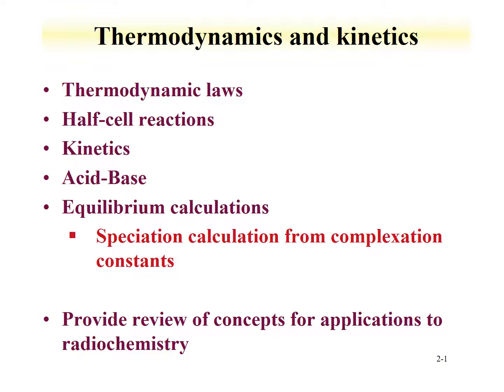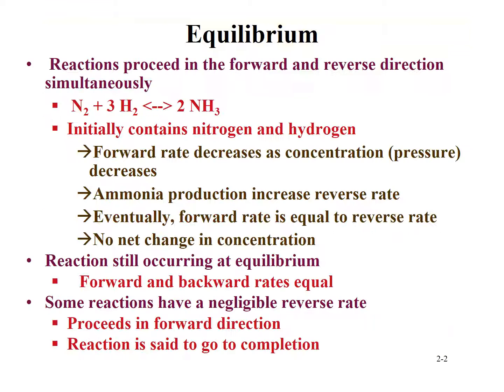This is the second lecture on chemical kinetics and thermodynamics for RDCH 702. The previous lecture covered these topics, and this lecture is going to focus on equilibrium calculations and specifically evaluate speciation calculations. Equilibrium conditions are evaluated through speciation calculations.